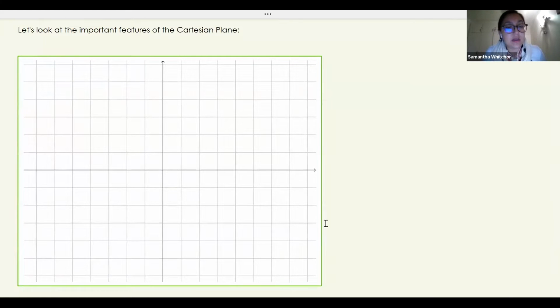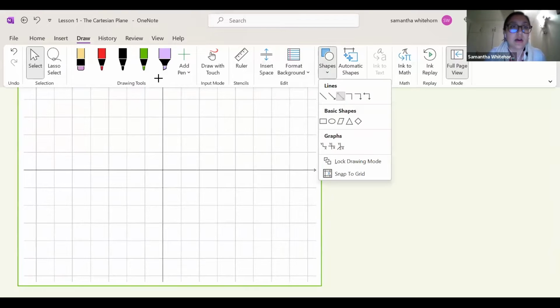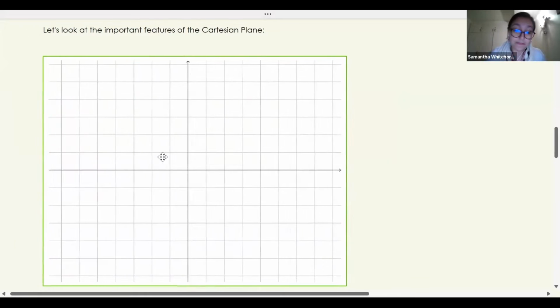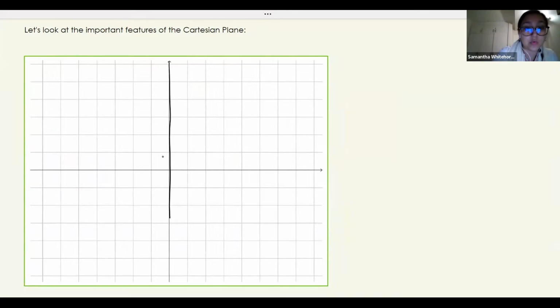The very first important thing about the Cartesian plane is that we have two very important lines. We've got this vertical line that's drawn here, and we've got this horizontal line drawn here. Basically what they form is a cross. They meet at 90 degrees. They're perpendicular to each other. And these are what we call our axes.